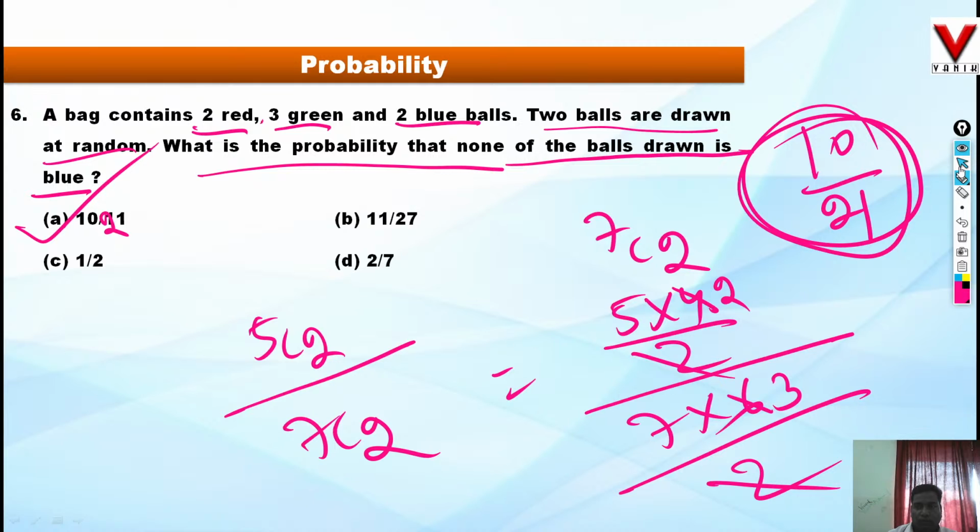Three coins are tossed. Number of samples will be 8. Find the probability of at least 2 heads. Head, head, tail; then head, tail, head; then tail, head, head; then head, head, head. There are 4 chances. 4 by 8 means half. Option A. Then next number.